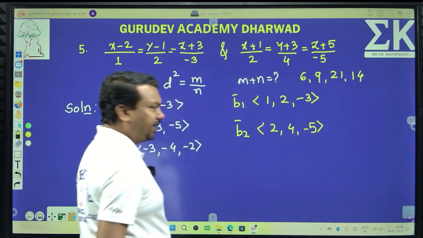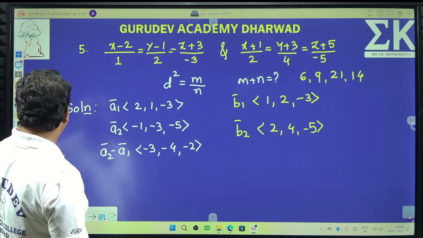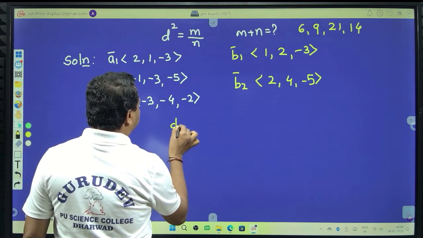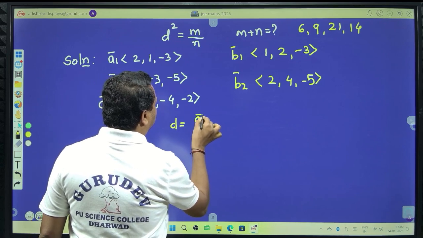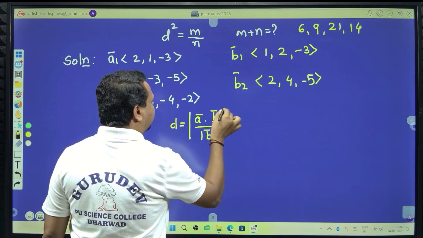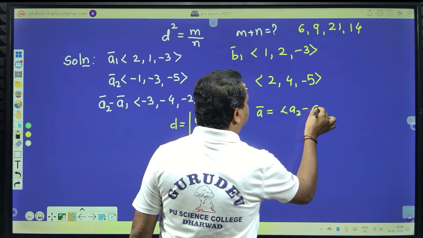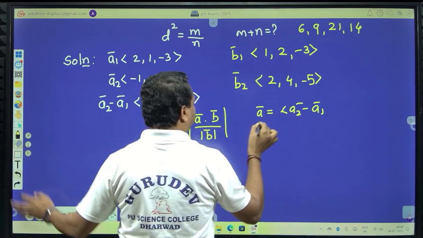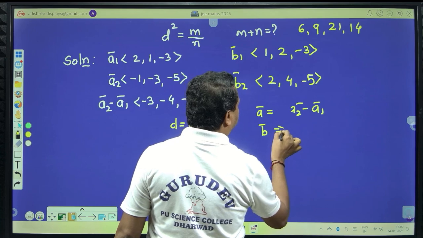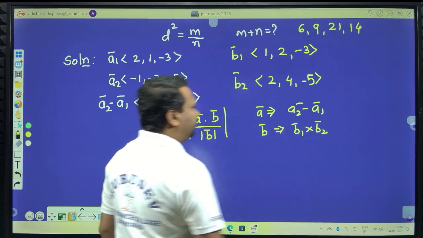Minus 5, right? And you know that formula. What is the formula to calculate the shortest distance? The formula is D is equal to, I told you the shortcut method, A dot B divided by magnitude of B, where A is replaced by the A2 minus A1 vector, and B is replaced by the B1 cross B2 vector.